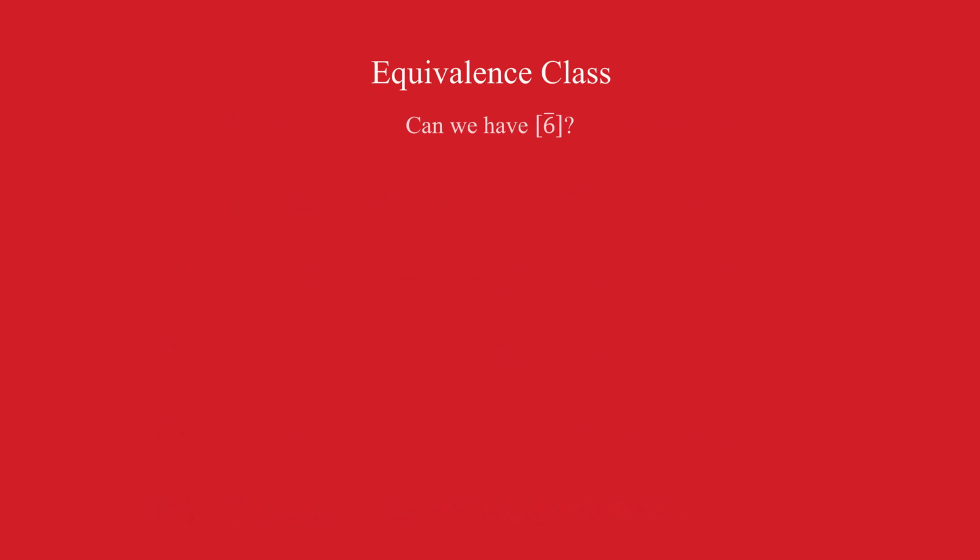The question arises, can we have an equivalence class of 6? Evidently, we can say no, because the equivalence class of 6 is the same as the equivalence class of 0. Remember that if you take any number and divide it by 6, you are not going to get the remainder 6. You will get the remainder 0.